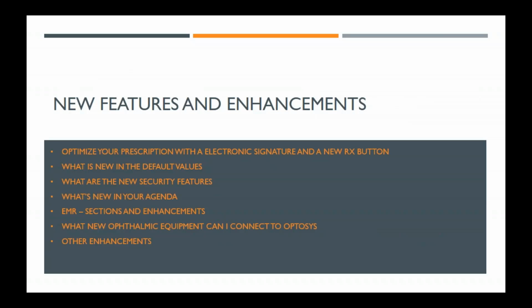So what we're going to cover today in our webinar are the following topics. How to add an electronic signature to your prescription and the new prescription button. What is new in the default values? What are the new security features? What's new in your agenda? The EMR, the sections and enhancements. What new ophthalmic equipment can connect to your Optosys, and other little enhancements.